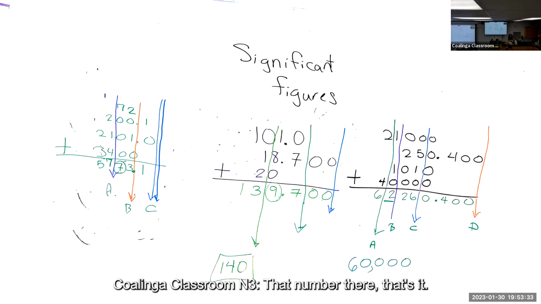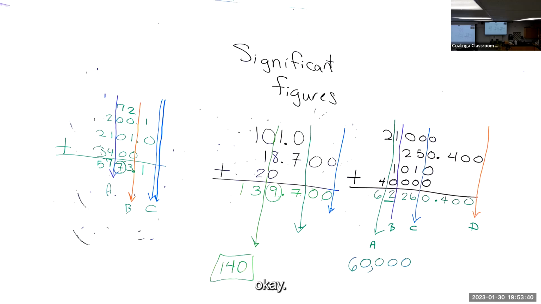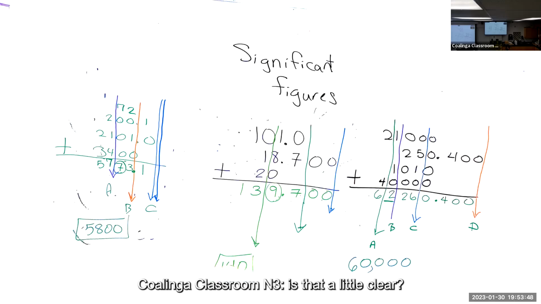That number there, that 7, is it greater than 5? Yes. Okay, so then my answer should be 5800. Thank you. Is that a little clear?